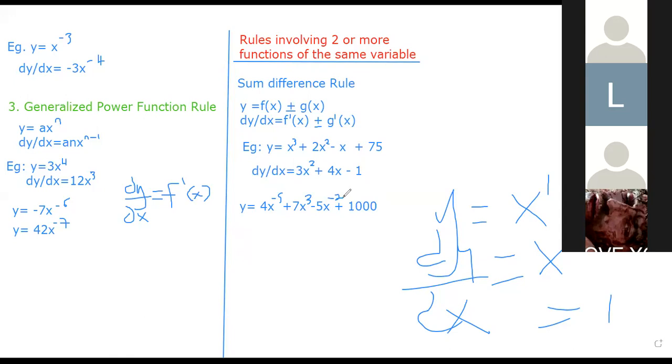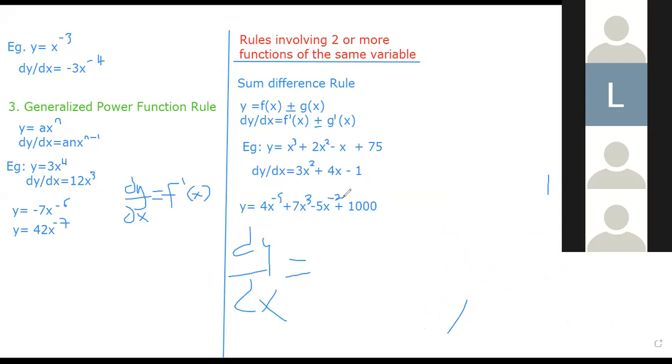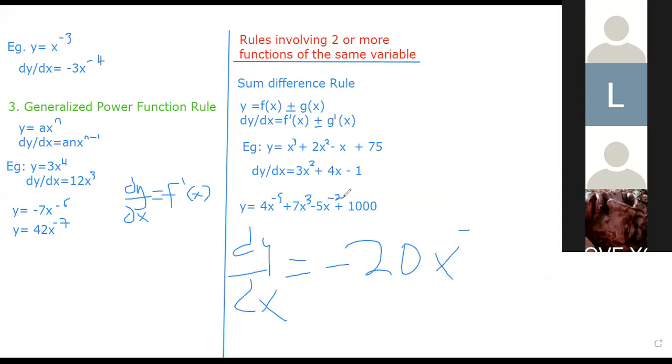Let's differentiate this. So we get dy over dx. It's equal to what? Negative 20x raised to the power negative 6. Plus 21x squared. Plus 10x to the power negative 3. That's all. The constant is 0, so the 1,000 becomes 0. So that is the sum difference rule. Okay, that's the sum difference rule.